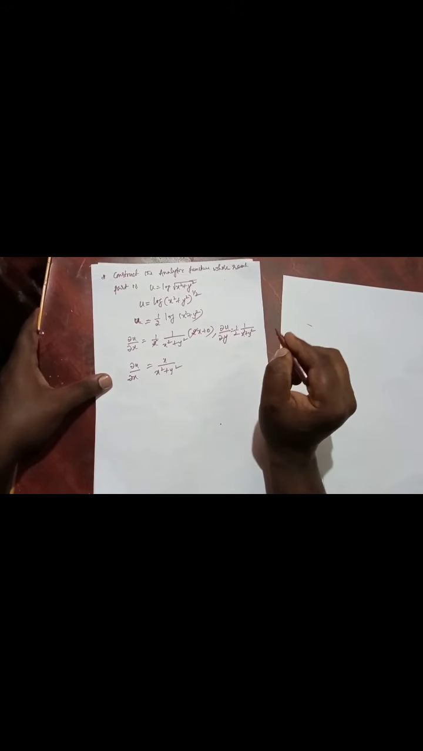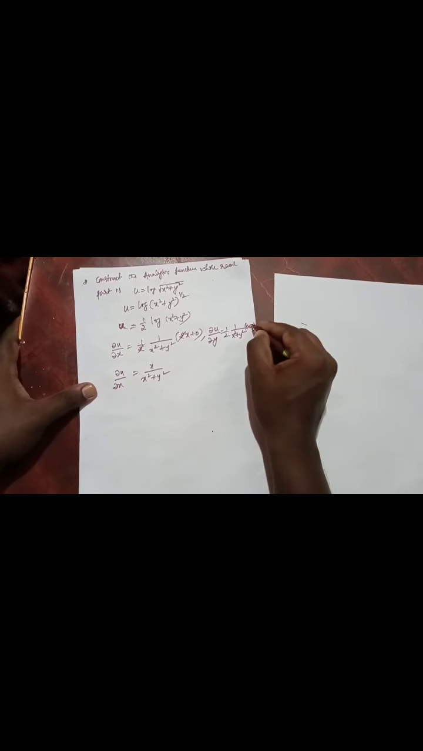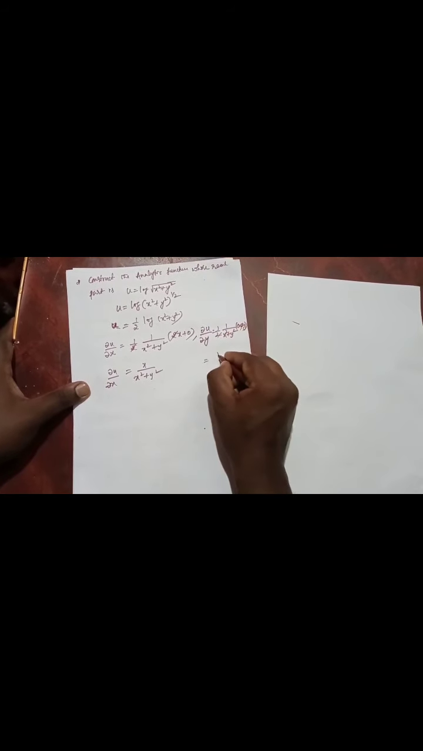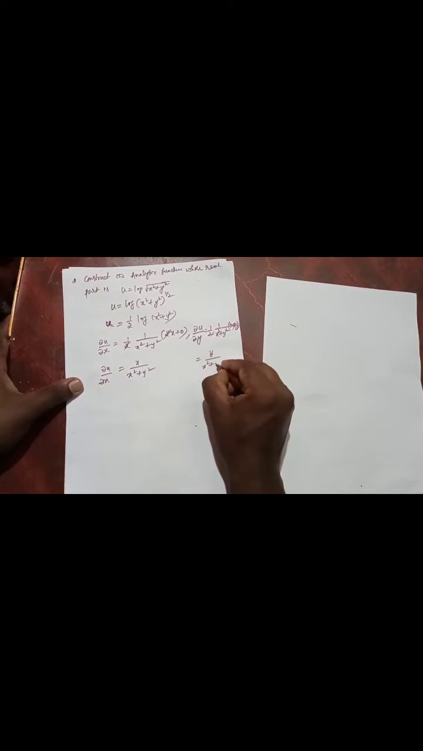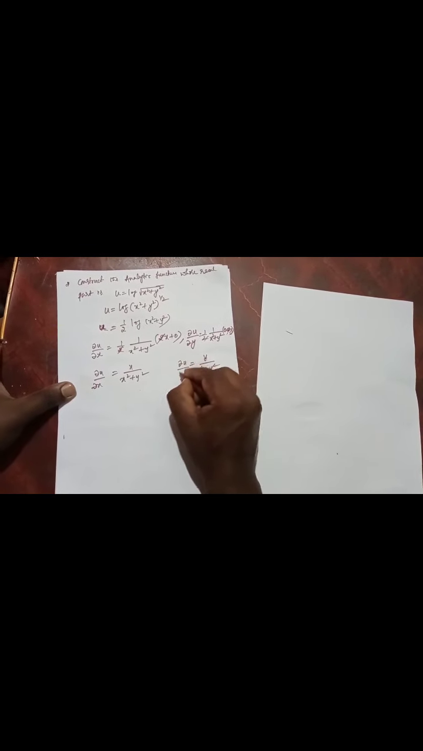Here what is our dou u by dou y? Similarly, 1 by 2 log of x square plus y square is there, 1 by x square plus y square. Here x is constant, so 0, and the derivative gives 2y. Here also the 2 gets cancelled. y by x square plus y square. This is dou u by dou y.